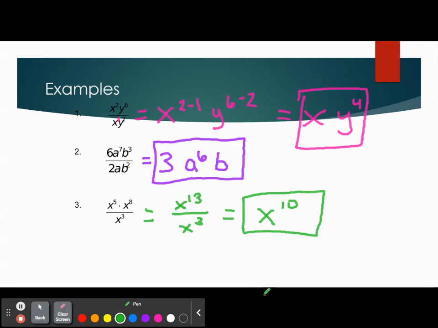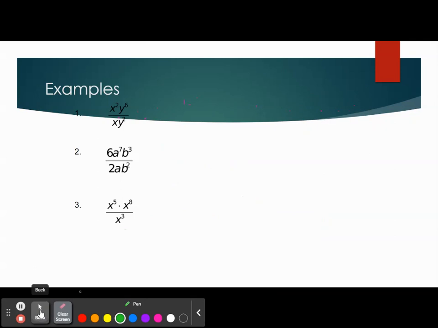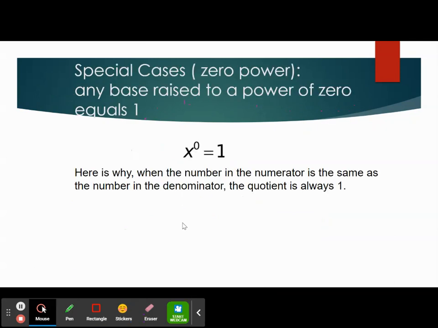Okay, let's go on to another one. Special cases, 0 power. So you see where it says 0 power? Right there beside 0 power, you're going to write any base raised to a power of 0 equals 1. So write that down where it says 0 power. Write that statement down: any base raised to a power of 0 equals 1.